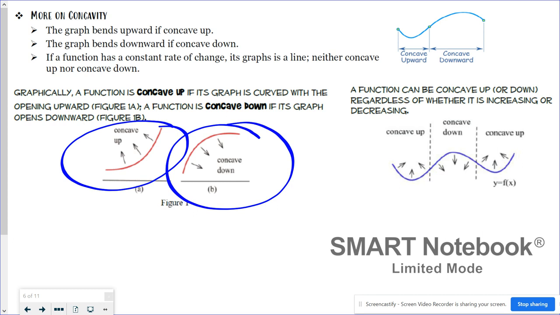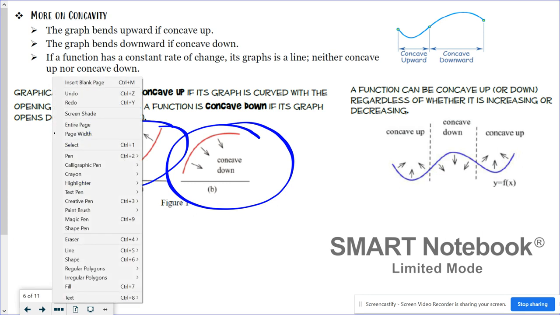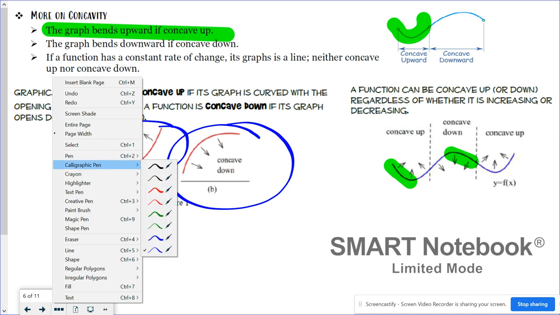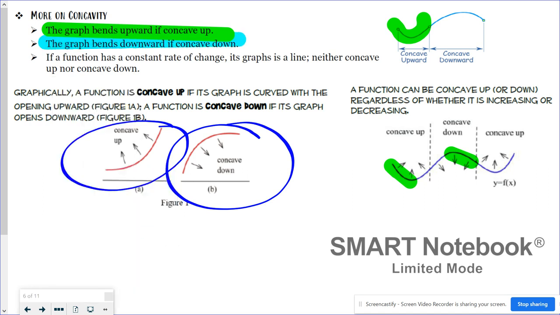But one thing I want you to notice about concavity is concavity has nothing to do with increasing versus decreasing. If you look at the graph on the bottom right, you'll notice right here, it's concave up, but it's decreasing. And here it's concave down, but it's decreasing. Okay, so concavity has nothing to do with whether my function is increasing or decreasing from left to right. Concavity has everything to do with the bends. So the graph bends upward if it's concave up, like a bowl, and the graph bends downward if it's concave down, kind of like a dome.